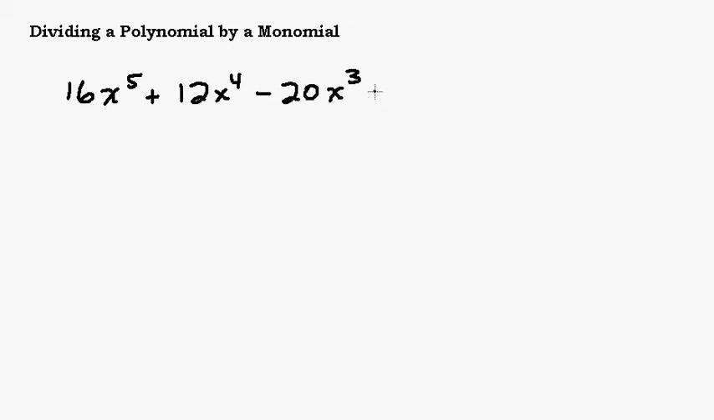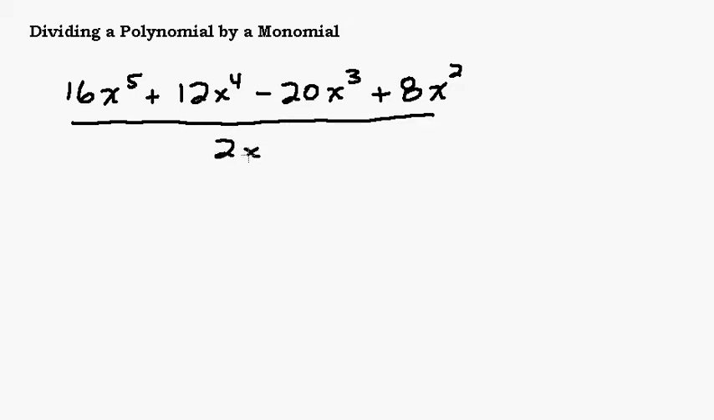Hey, why not? Let's keep going. Let's do one more. Plus, how about 8x squared? And we're going to divide this whole thing by 2x. So the key to doing this problem is to realize you're dividing the whole thing by 2x. The biggest mistake I see is where people would take and cancel this 2 with this 20 or this 2 with this 12. Well, you can't do that because every term is supposed to get divided by 2x.